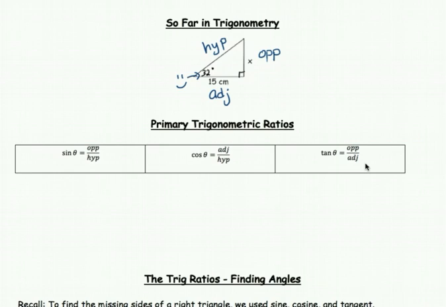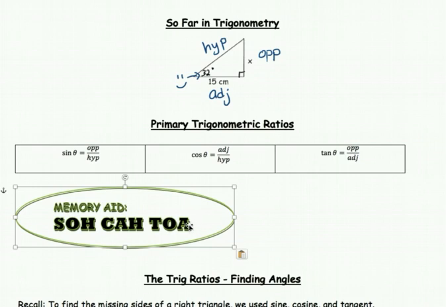From here, in the next cycle, we moved into being introduced to the primary trigonometric ratios, the trig ratios. So we had sine, cosine, tangent. These are the formulas, I'll always provide them to you. And here's the little memory aid, Sohcahtoa. If you were wondering why everyone kept saying that, it helps you get to the formula really quickly. Sine is opposite over hypotenuse, O over H. Cosine is adjacent over hypotenuse, A over H. And tangent is opposite over adjacent.